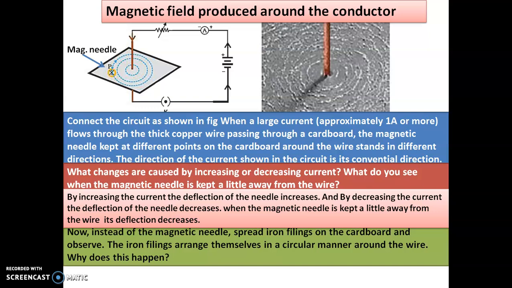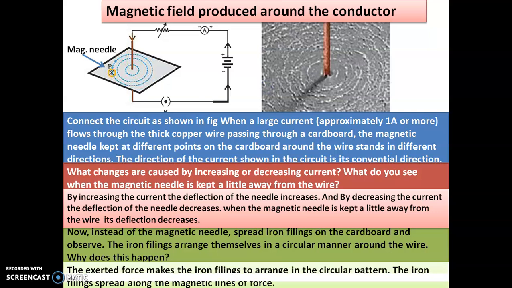Now, instead of a magnetic needle, we will spread some iron filings on the cardboard and observe. These are some iron filings. It is actually seen this way. The iron filings will arrange themselves in a circular manner. Very clearly you can see from both the diagrams that they have arranged in a circular manner. Why did this happen, or what is the reason for this?